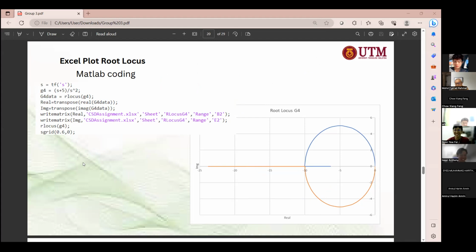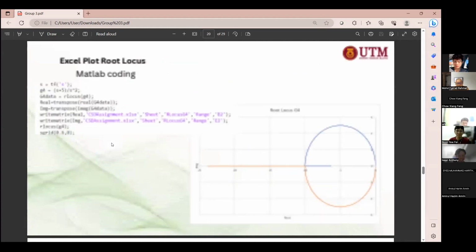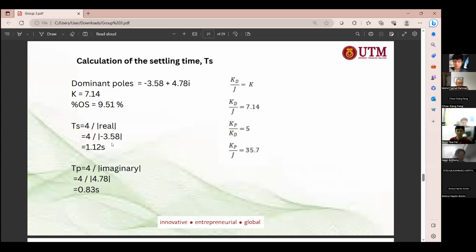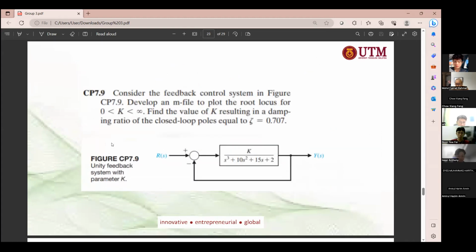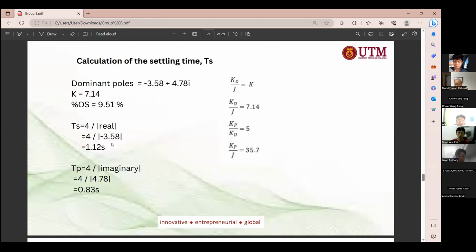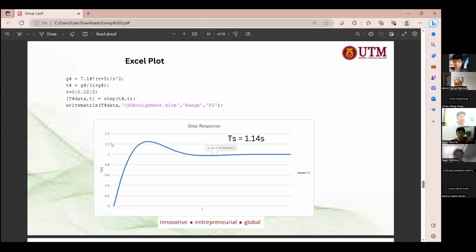Okay, so this one already experienced. Now we just determine the settling time from the dominant pole we obtain. We just basically plug in 4 over real, which is 4 over this, and then we get the TS. Yeah, and then we plot using Excel, so we get the same graph. That's why I ask the student to use Excel so that they learn how to import, export data.